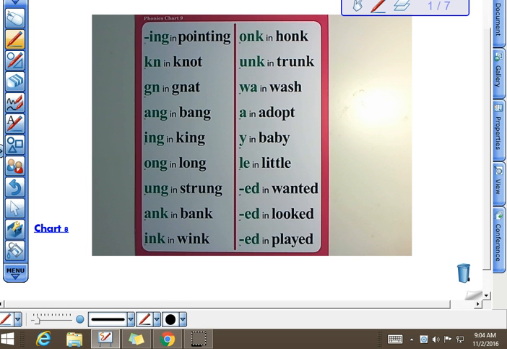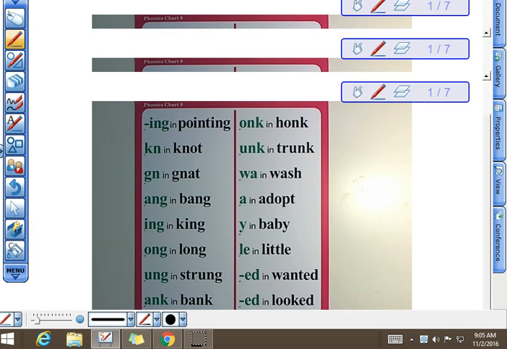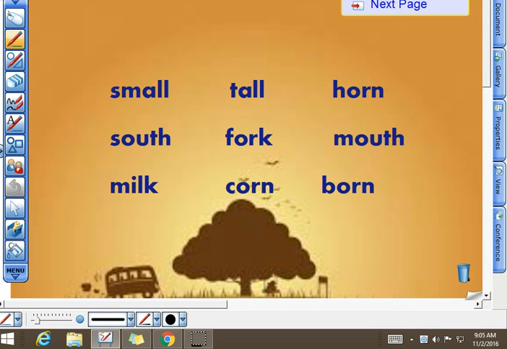Walk and wash, W-A. Up and adopt, A. E and baby, Y. O and little, L-E. N and wanted, E-D. And looked, E-D. And played, E-D. Very good. That went very well.